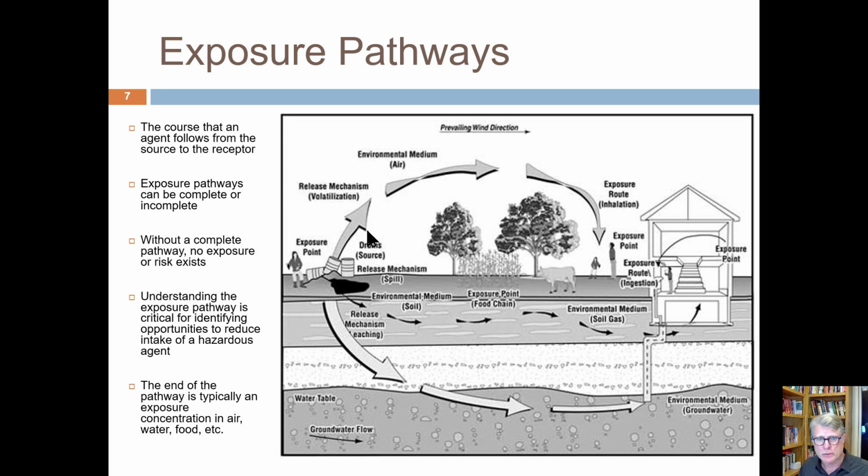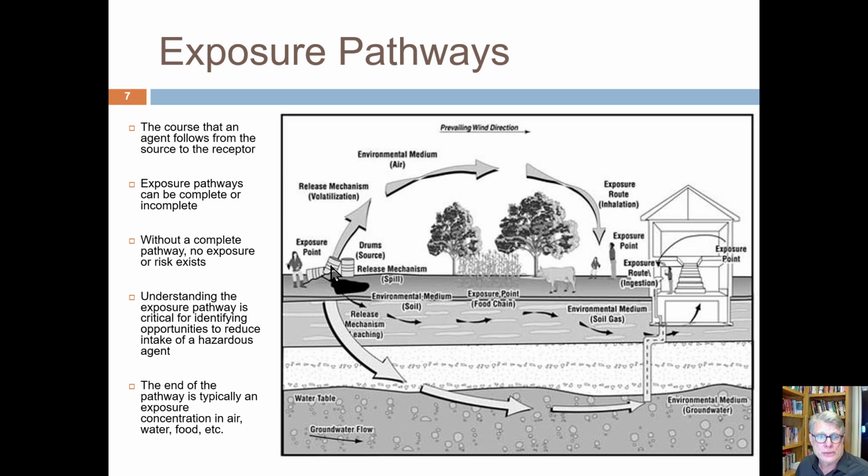Some pathways are shown on this diagram. For example, we have some over here on the left where my cursor is. There are some drums that contain volatile substances, and those volatilize to the air, and they get carried by air currents in the atmosphere, and they may make their way to where people are. And subsequently there could be inhalation and actual exposure occurring, right? So that would be one pathway.